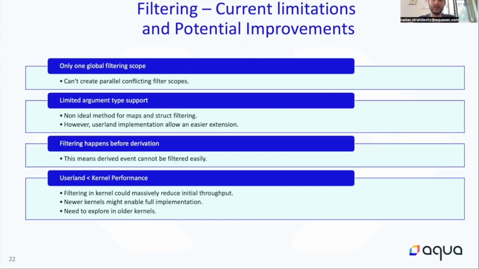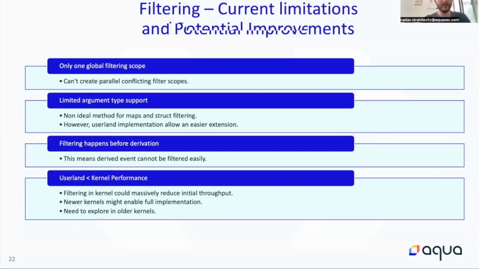Third, filtering happens before event derivations. Finally, filtering in Userland is at the end of the day less performant than working inside the kernel due to stopping submissions from the get-go. It's possible that we could maybe move some of the string filtering capabilities we have to the kernel in the future, maybe only for some specialized events, and maybe from newer kernels and onward.